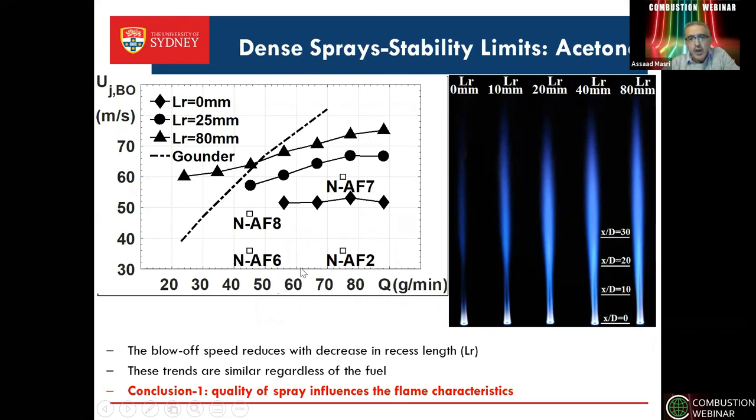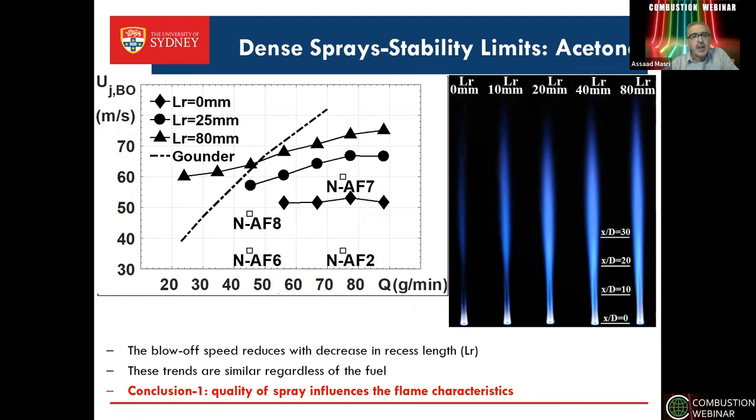So for the same liquid loading, let's say 60 grams a minute, the flames will look something like this. For 80 meters a second, as we're going vertically up, the flame is stable at the recess distance of 80. And as we shrink the recess distance, to bring more and more denser fluid into the flow, the flame can become unstable at zero recess distance. So what this is saying is that the spray quality is important for flame stability. If you're moving vertically up and you have the recess distance at zero, you reach the stability limit at this point, and you can extend that by a significant amount, almost double, by recessing it to LR equal 80. So what you're burning is a dilute or almost dilute spray.